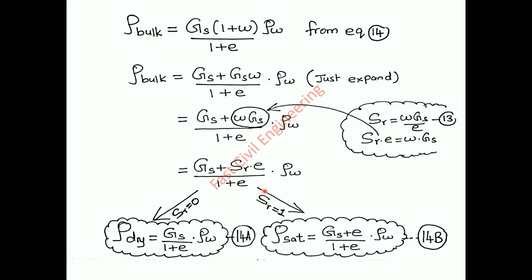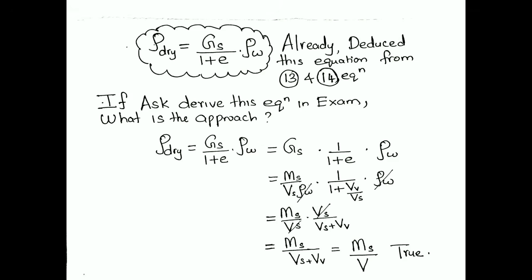This equation, same equation, SR is equal to 1, that is rho saturation. Check the previous lesson, SR is equal to 1, this bulk density changes to rho saturation, which is equal to GS plus E over 1 plus E into rho W. This one is equation number 14b, this one is equation number 14a. Dry density is equal to GS over 1 plus E into rho W. Check the previous slide. This was already deduced from equations number 13 and 14.